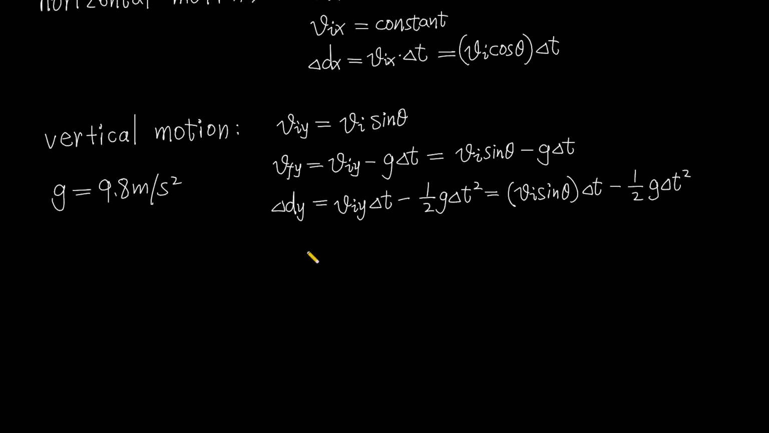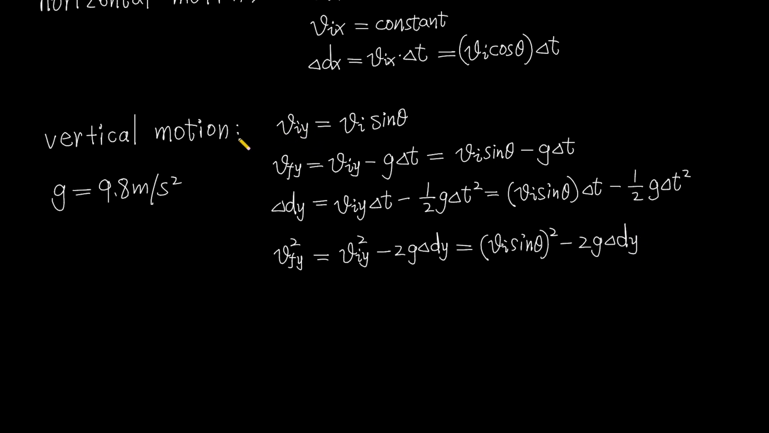And another formula is the final velocity for vertical motion squared equals the initial velocity for vertical motion squared minus 2 multiplied by the acceleration g multiplied by the vertical displacement delta dy. And because Viy equals the initial velocity Vi multiplied by sine theta, here it is its square minus 2 multiplied by g multiplied by the vertical displacement.